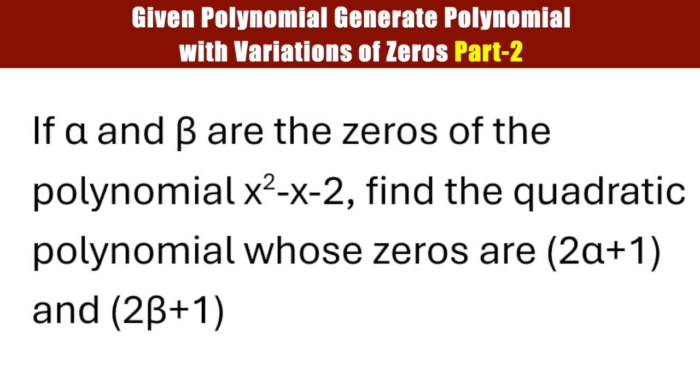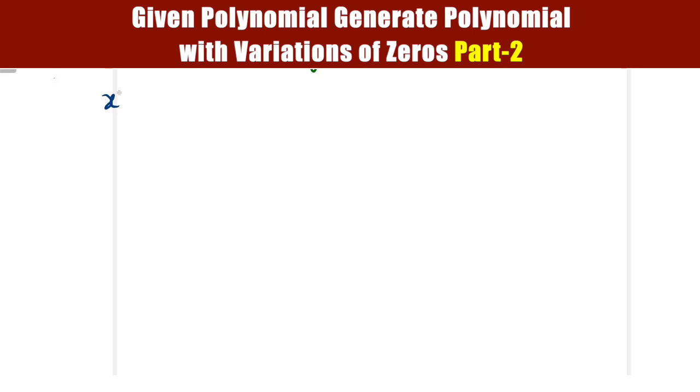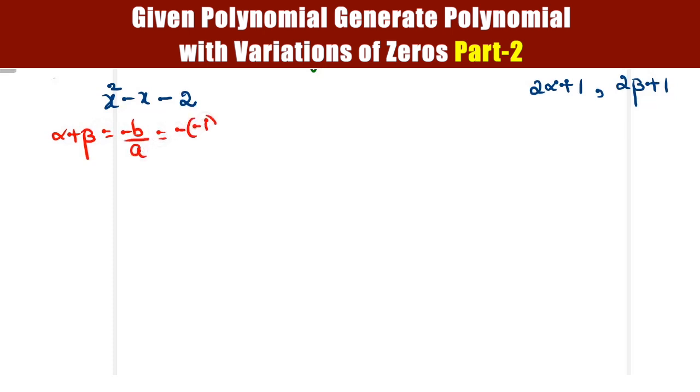So let's note the quadratic polynomial first. This is going to be x squared minus x minus 2. And you're supposed to form a quadratic polynomial whose zeros are 2 alpha plus 1 and 2 beta plus 1. Calculate the alpha plus beta and alpha beta for this particular expression. So alpha plus beta is minus b by a, which is equal to minus of minus 1 divided by 1. So it is just 1. Alpha beta is equal to c by a. So in this case, minus 2 by 1. So the answer is minus 2.